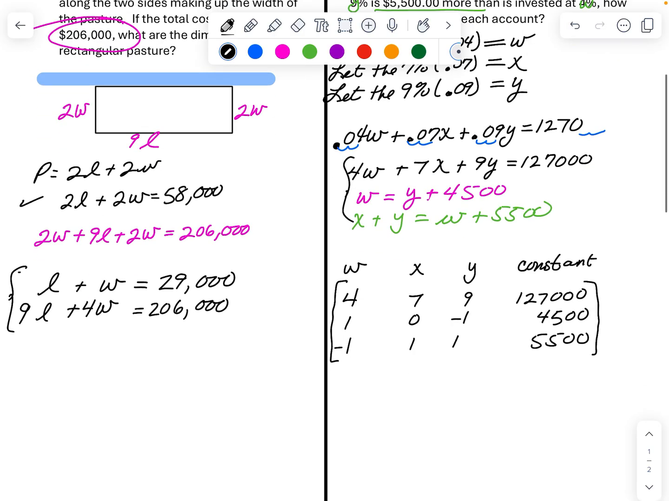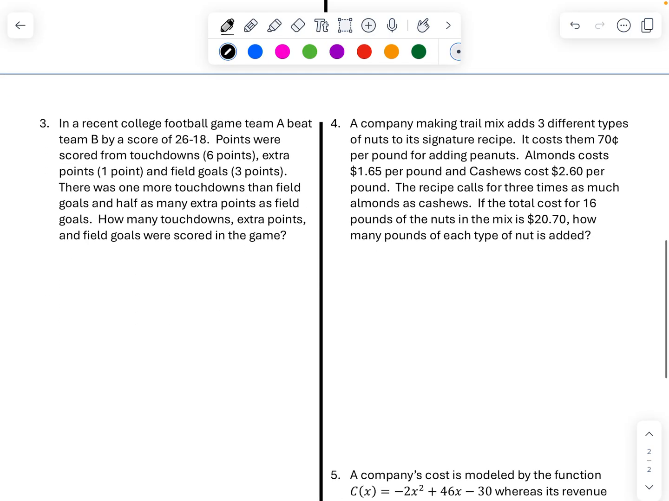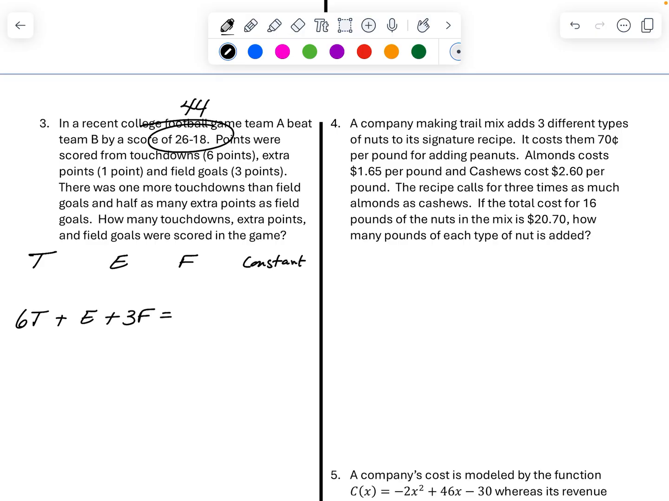Okay. The other side. All right. College game. We have touchdowns. We're going to use T for touchdowns. We're going to use E for extra points. We're going to use F for field goals. And then we have our constant. And it says that there were 44 points altogether. That means 6 points for a touchdown, plus all the extra points, plus 3 points for the field goals, netted us 44 points total.